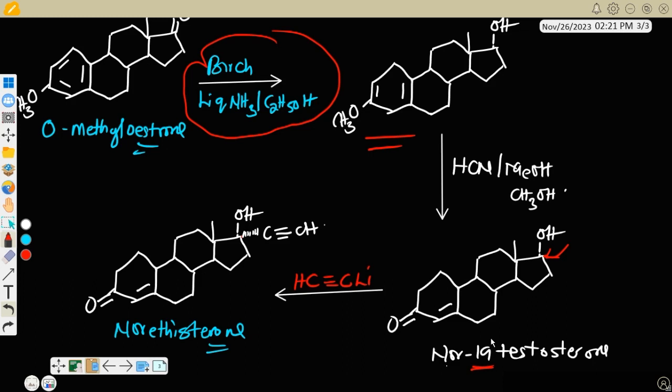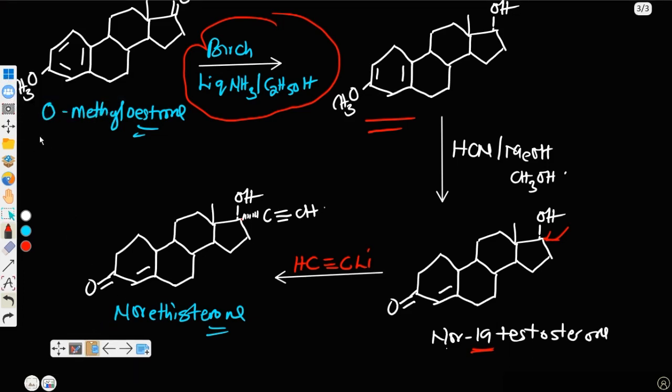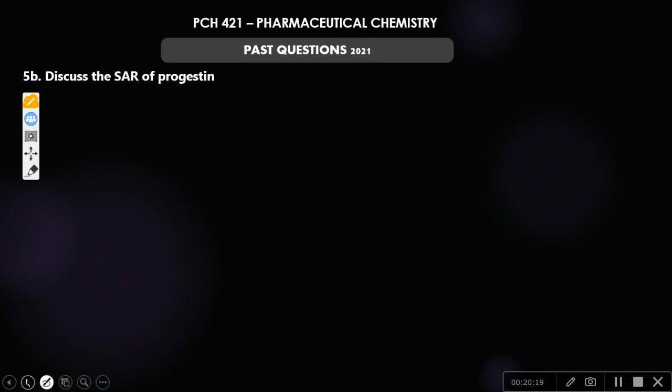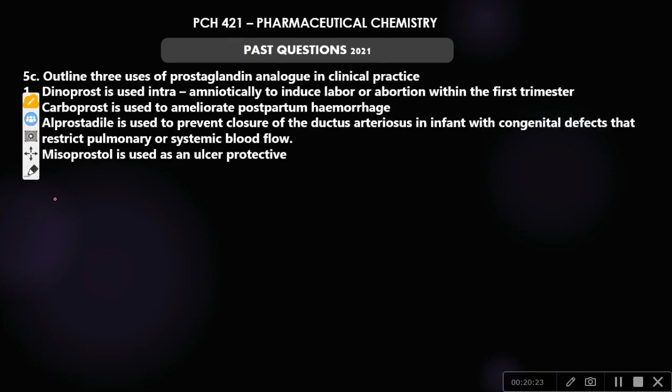So that is the way to synthesize this from that. Then we have the next thing. The next question: we've already discussed the SAR of progestin. Then outline the uses of prostaglandin analogs in clinical practice.